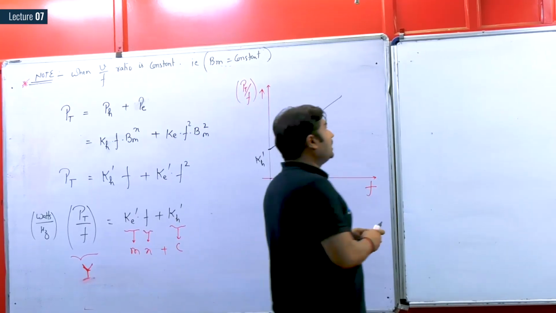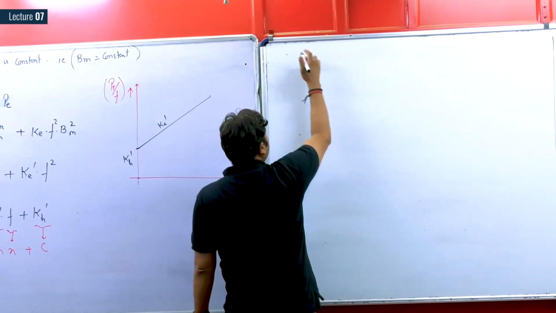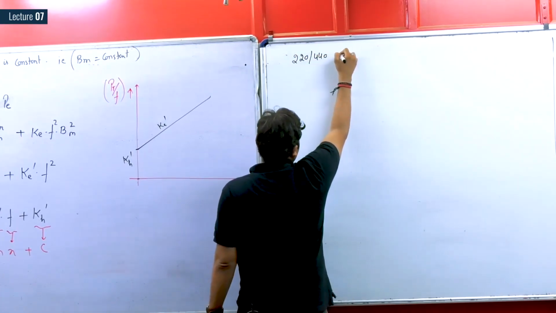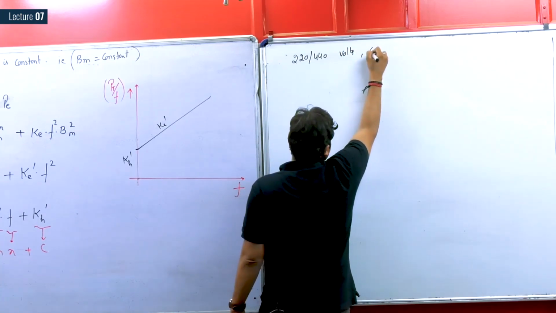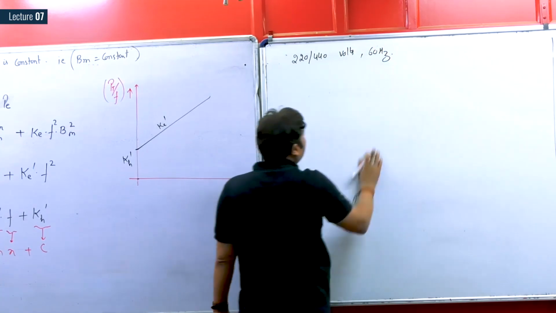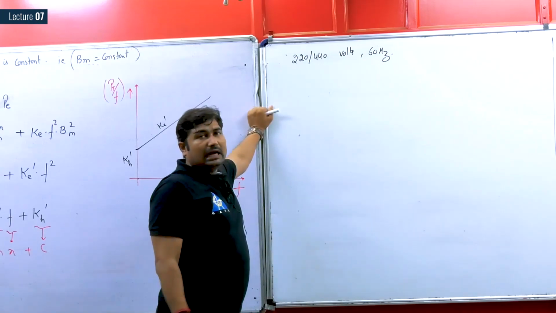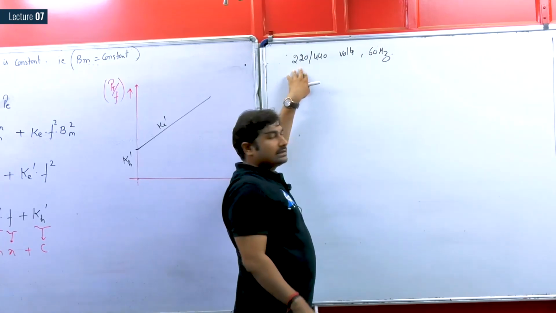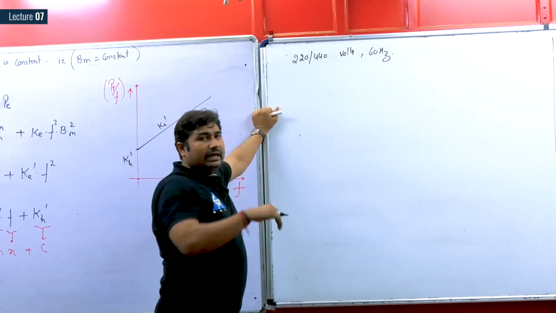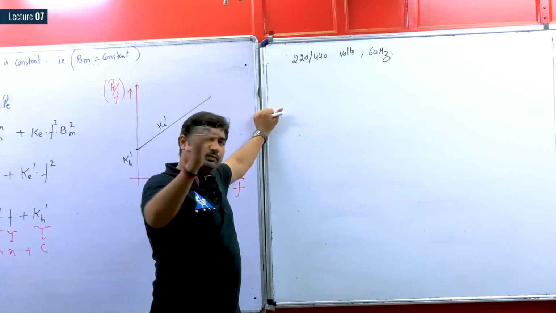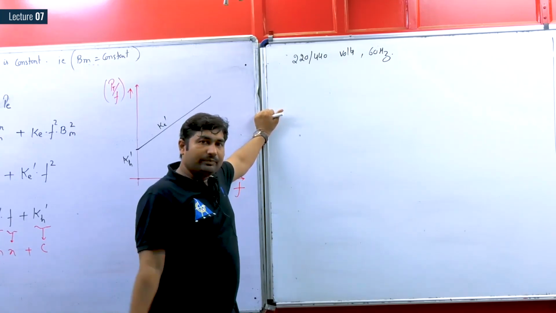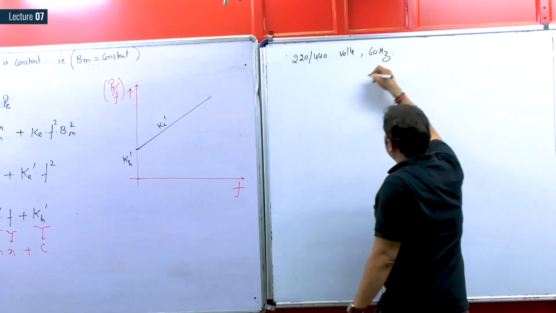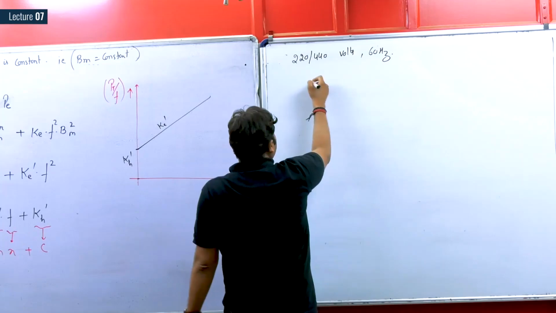Sir, let us suppose we get a transformer in auction, and the transformer is of 220 volts by 440 volts, 60 hertz. Now we want to operate this transformer on our grid, which is 50 hertz. We got it in auction at a very cheap price, so we just imported it from a 60 hertz country, and now I am going to use it on a 50 hertz supply.